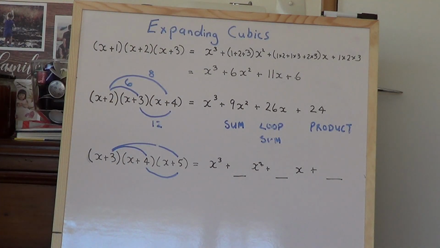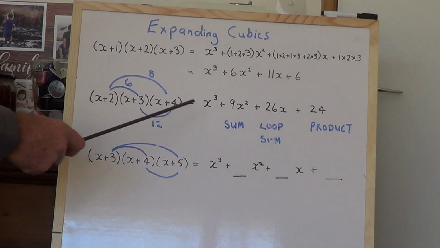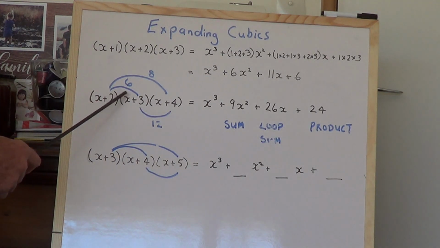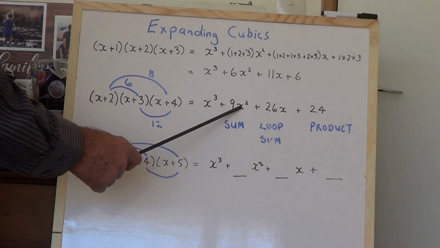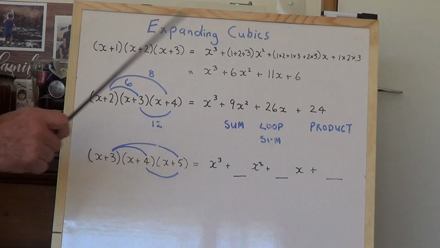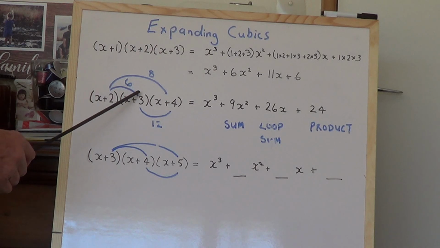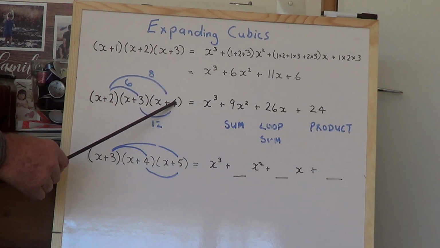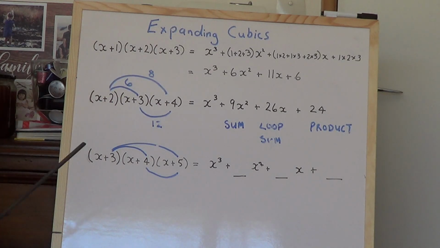Now, we will go through one of these. I have adapted the loopy method to make it easier for you to work out. So what you do is you write down x cubed, then you go 2 plus 3 is 5 plus 4 is 9x squared. Then when you want to find the number in front of x, you put the loops in. So you loop from 2 to 3 and 2 to 4, and then 3 to 4.